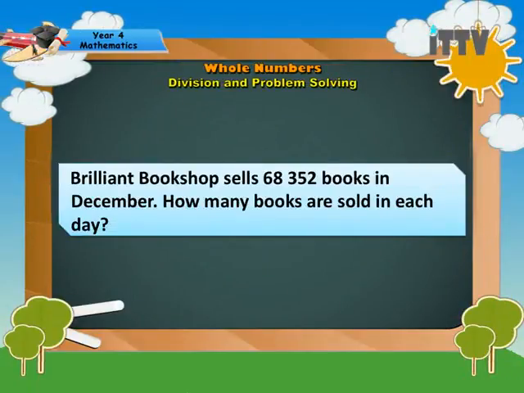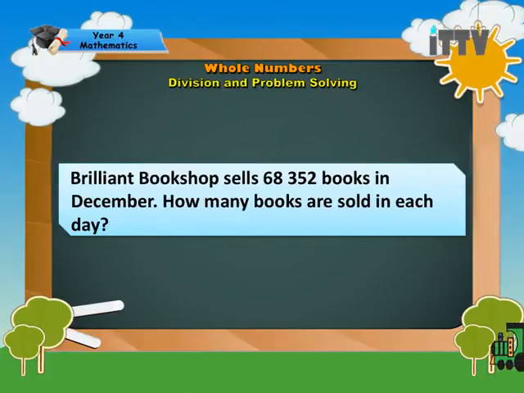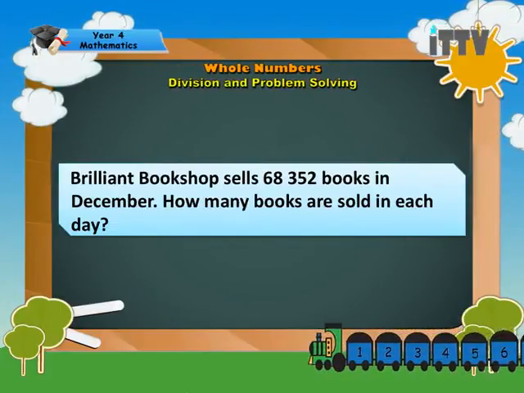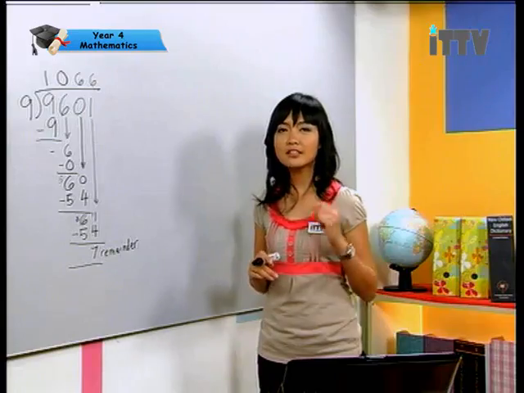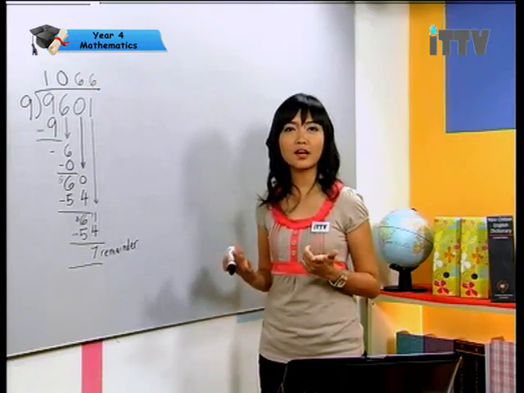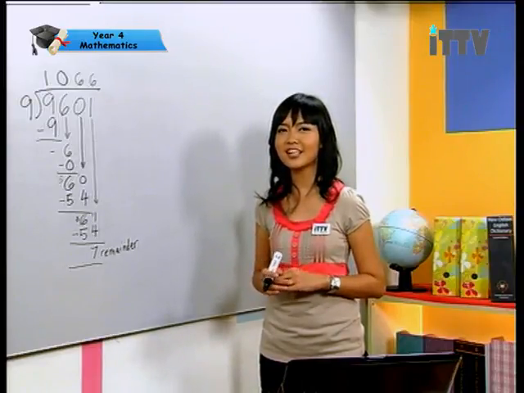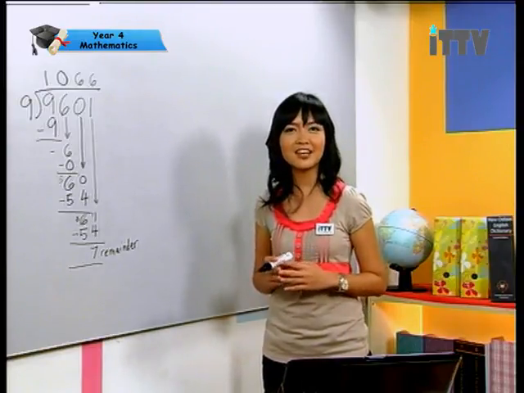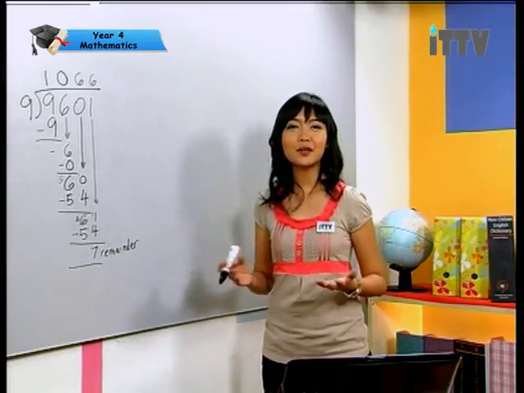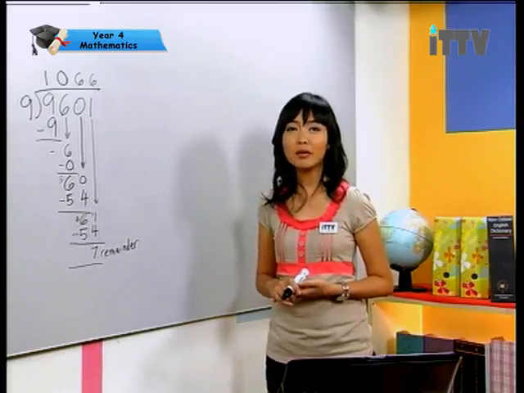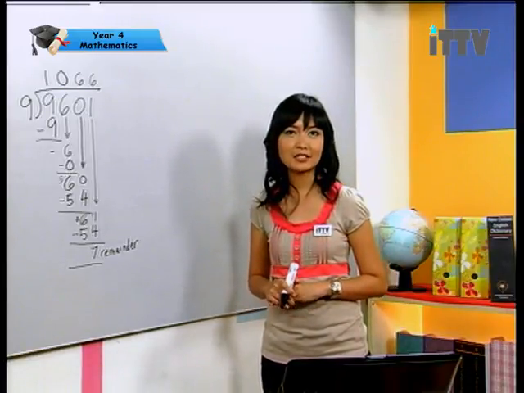Brilliant Bookshop sells 68,324 books in December. How many books are sold each day? Alright, let's try to understand the question first. Now, this bookshop in December sold 68,324 books. Can you tell me how many days are there in December? Is it 30 or 31? 31. So, the question wants us to find how many books are sold in each of the 31 days.